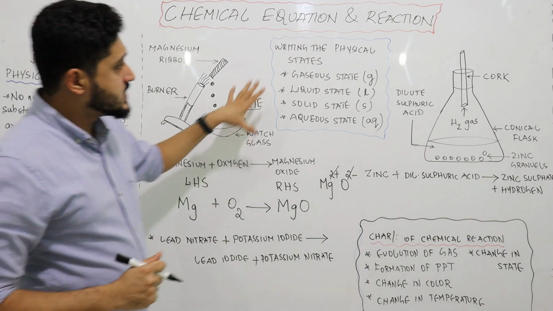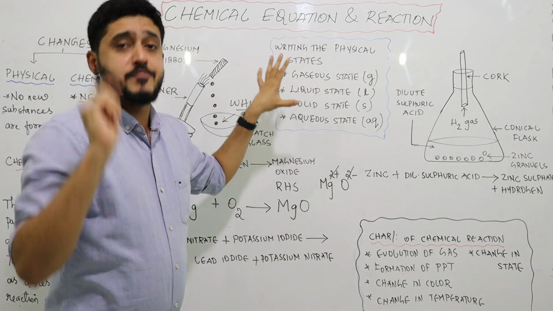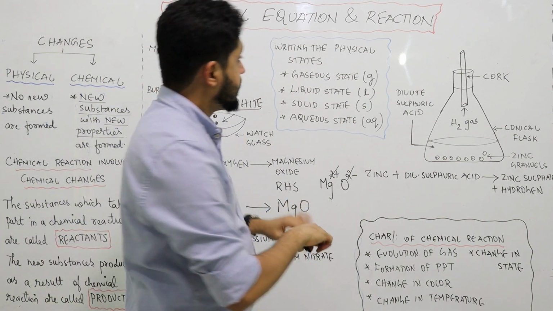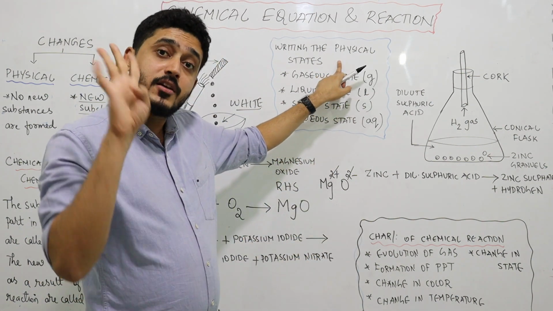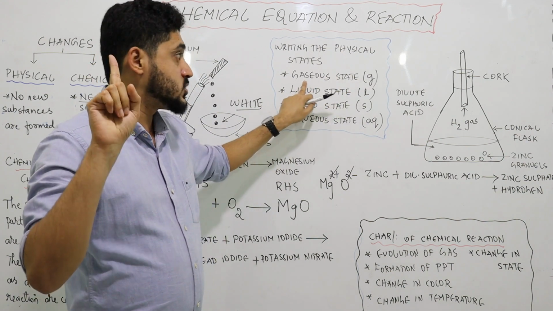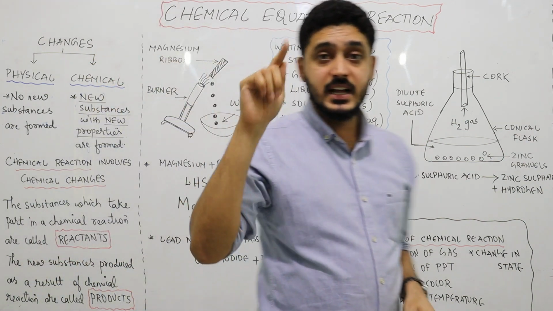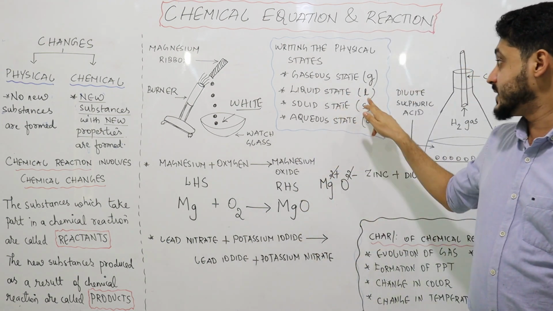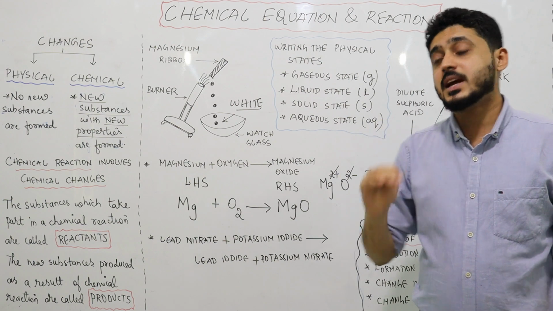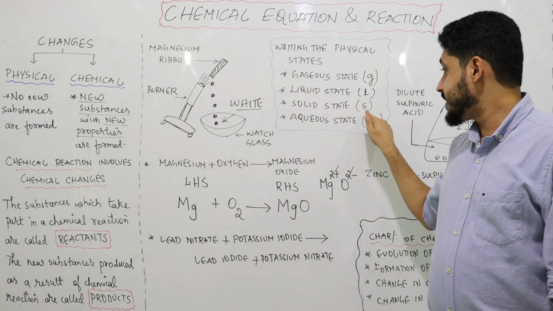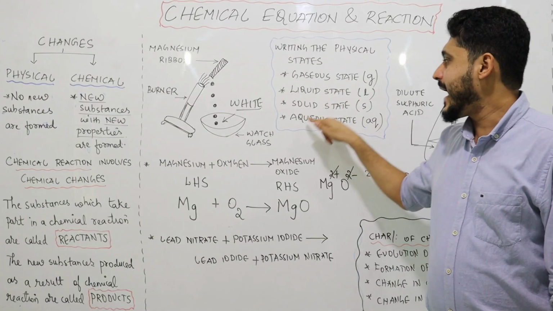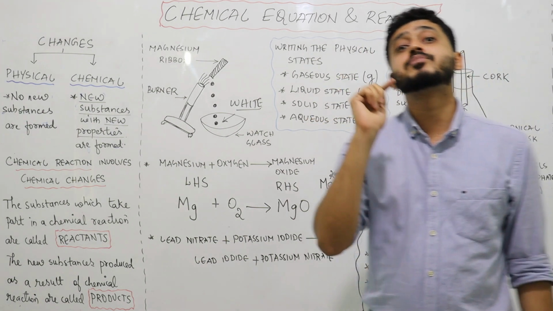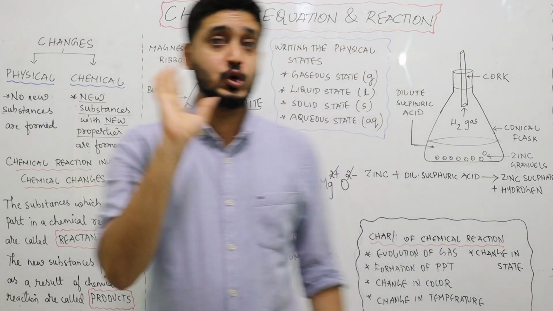Now, see guys, how to make it still more informative. The chemical equation will look more informative if you write the physical states. What are the 4 physical states that are available? First one is the gaseous state, written as small g. The next one is the liquid state, which is small l. The third state is the solid state, which you write as s. And the fourth state is the aqueous state, which you write as aq.